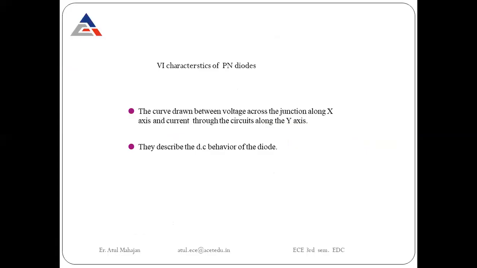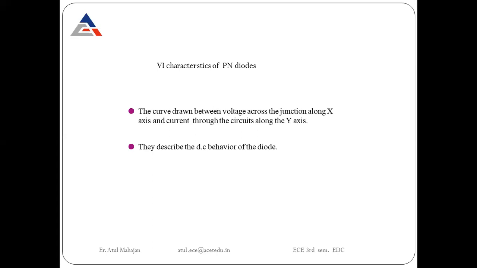Then we talk about the VI characteristics of the PN junction diode. What do we mean by V and I? V is voltage and I is current. When we talk about the voltage and current characteristics of the PN junction diode, that is what is discussed here.